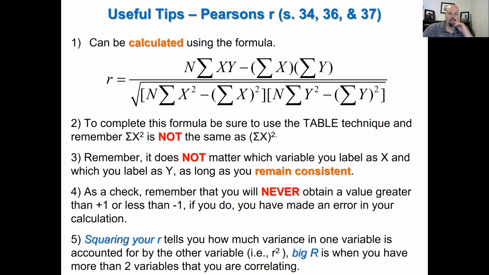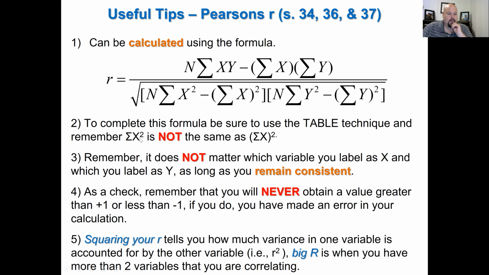All right, so just to finish up, Pearson R can be calculated using this formula here. It's a big, ugly formula. Take your time, work on it slowly. To complete this formula, be sure to use the table technique. You're going to have to. I want to see that table. That counts as your work. If you don't show me your table, you're going to lose points.